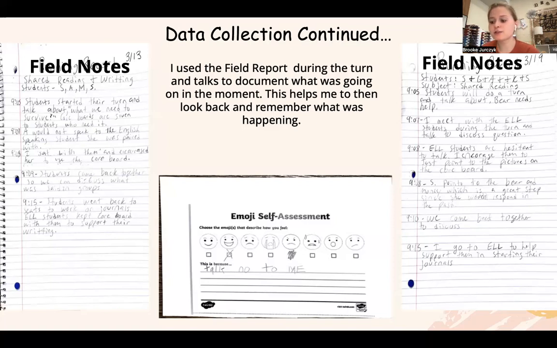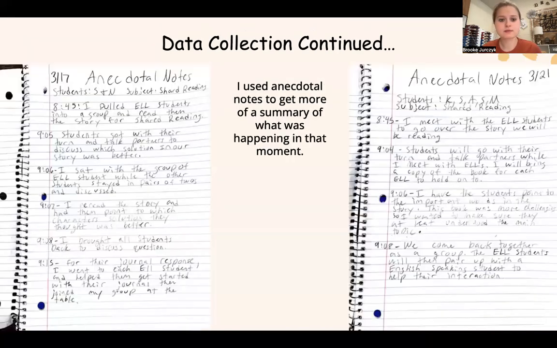Here were my field notes. This is something I took in the moment, and I was able to write down every single thing that I could in that moment and then recall that later on. Here are my anecdotal notes. I use this to get more of a summary of what was happening in that moment. I would do this after the fact and would just recall what I had seen and remembered from those turn and talks. And then I was able to also use this to refer to when figuring out supports I could use for those students, and maybe did those supports work, or do I need to tweak them and make them a better resource for those students.